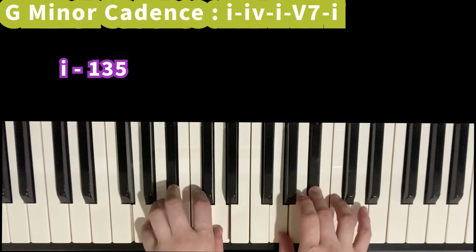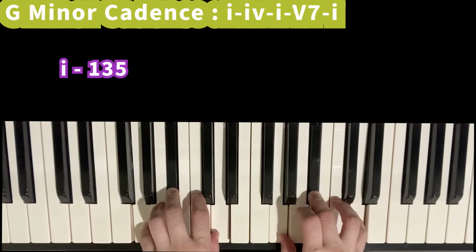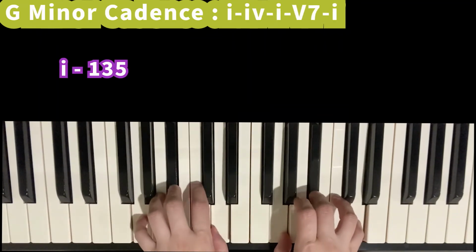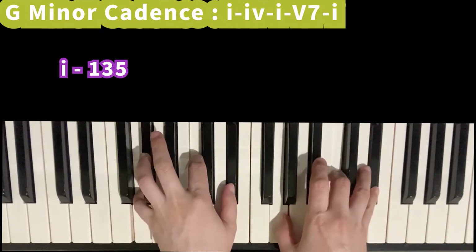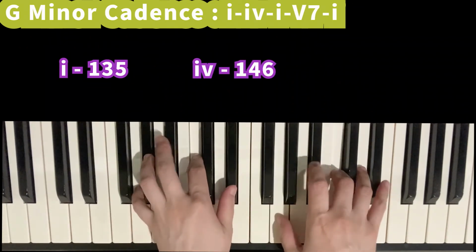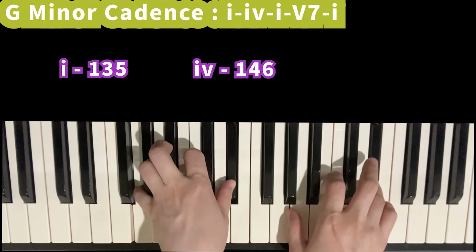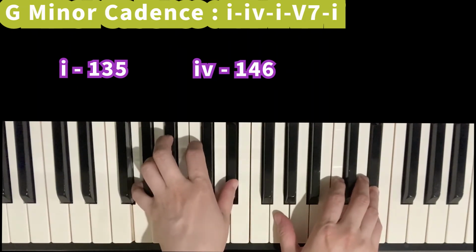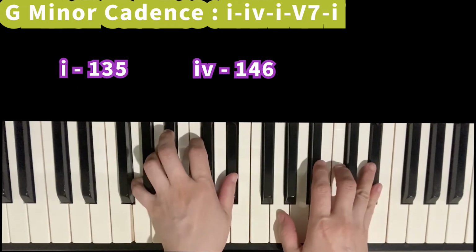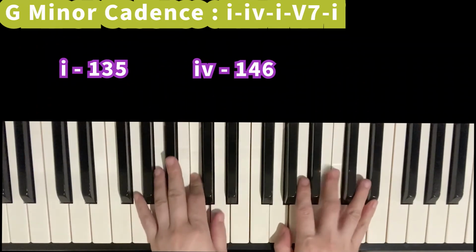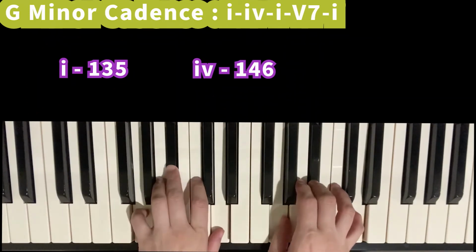And the cadence: 1, 3, 5, 1, 4, 6. Don't forget to put the flats. You see, right? Your 6 is E flat in G minor. In the 1 chord, 5, 7.